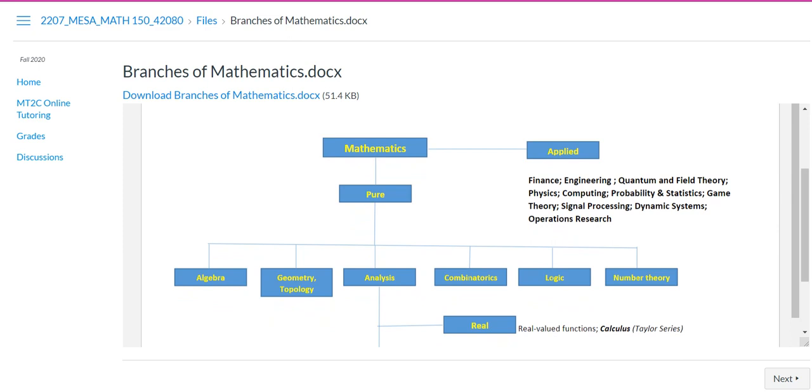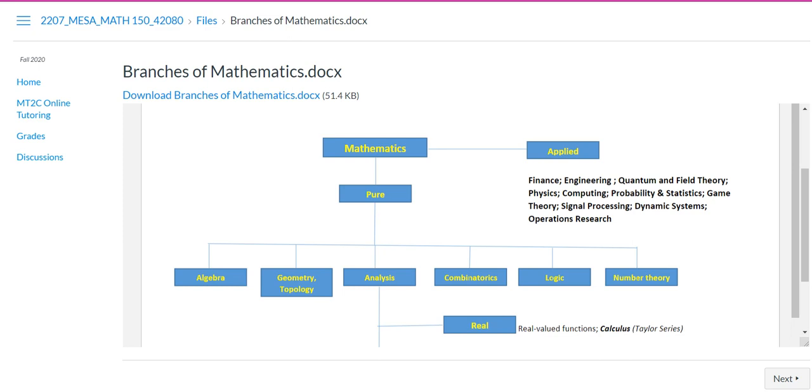So think about, here's mathematics, the whole science of mathematics, the field of mathematics. There are two branches of mathematics, one that is applied, the other one is pure mathematics. Now, you can pretty much see what the applied mathematics involves or entails. You can have application in finance, engineering, field theory, physics, computing, and so on and so forth. So this will be the applied segment.